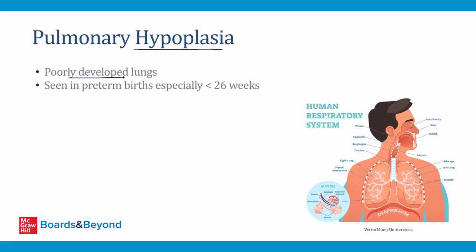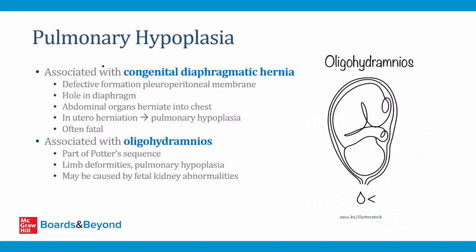Okay, next let's talk about pulmonary hypoplasia, which refers to poorly developed lungs. And as you can imagine, this can occur in preterm births, especially births before 26 weeks, because as we just talked about, that's the period where the lungs are not completely developed yet to the point where they can conduct gas exchange. Besides preterm birth, you can also see pulmonary hypoplasia in some other situations.